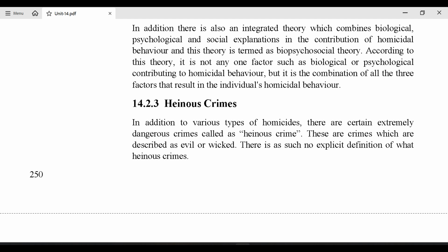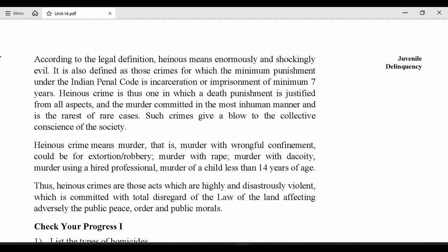14.2.3 Heinous crimes. In addition to various types of homicides, there are certain extremely dangerous crimes called heinous crimes. These are crimes which are described as evil or wicked. There is as such no explicit definition of heinous crimes. According to the legal definition, heinous means enormously and shockingly evil. It is also defined as those crimes for which the minimum punishment under the Indian Penal Code is incarceration or imprisonment of minimum 7 years.